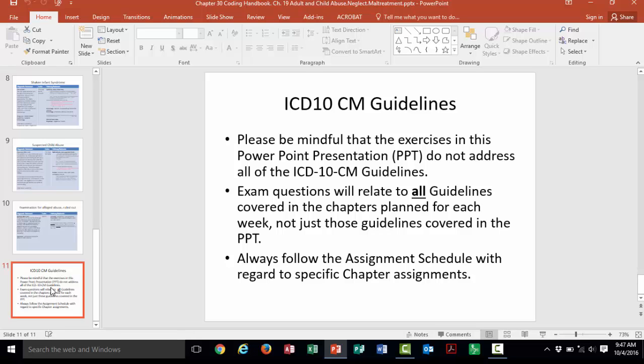To me, the reporting of child abuse is one of the most important things you can do as a professional coder. So it's important that the proper people are notified and the proper investigations take place to protect our most vulnerable citizens, and that's our children.